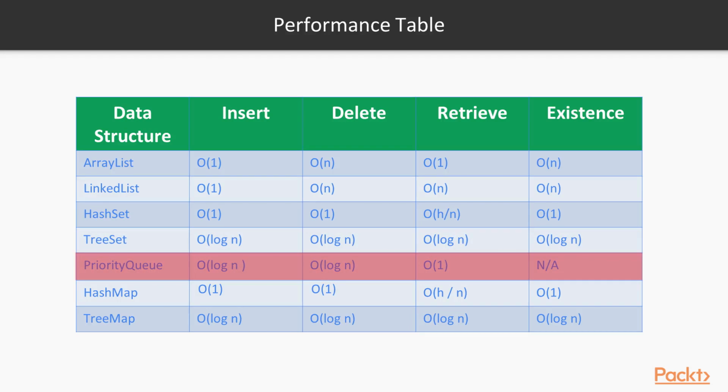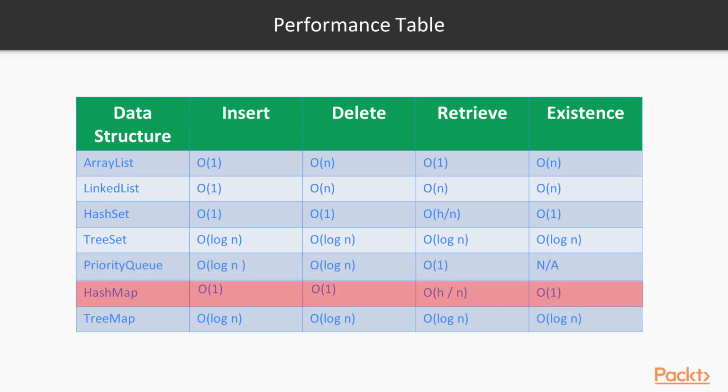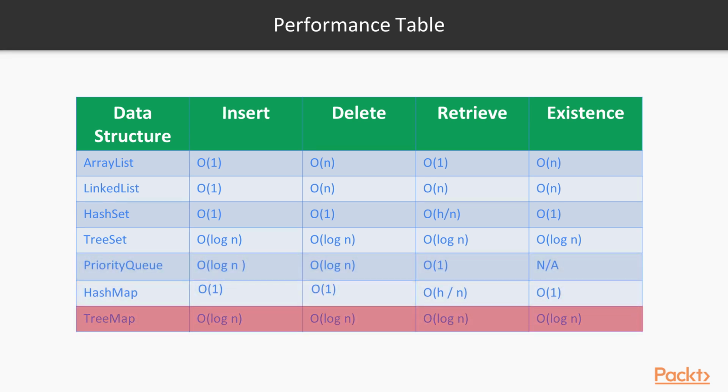And then there is PriorityQueue, which keeps items ordered as they are being added to the queue. And similarly, HashMaps and TreeMaps can be used as lookup tables, as a performance optimization in places where you just need to retrieve an item based on some key.